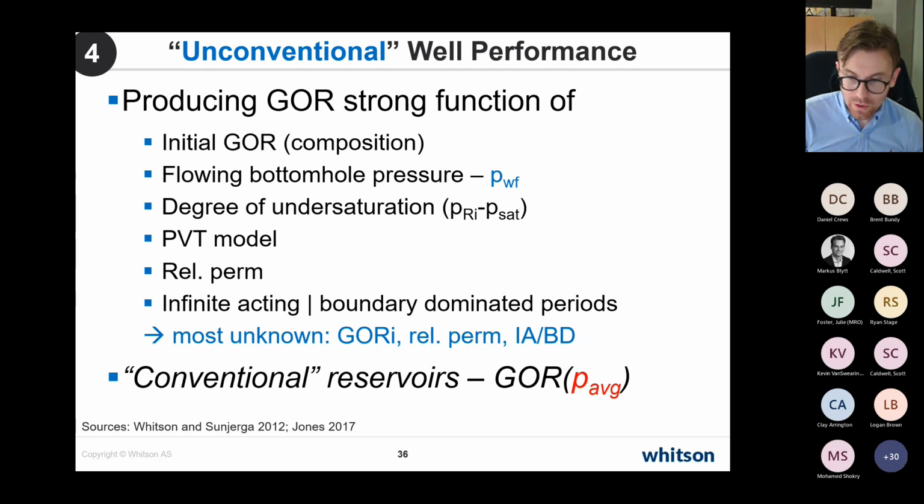And a cool thing: you have Whitson plus, so you can create a synthetic case that goes straight into boundary dominated flow, and you can plot the GOR versus the average reservoir pressure and the flowing bottom hole pressure, and you'll see there's a strong trend there. You can do the same for a low perm system and see that it's a very strong function of the bottom hole pressure during infinite acting flow.